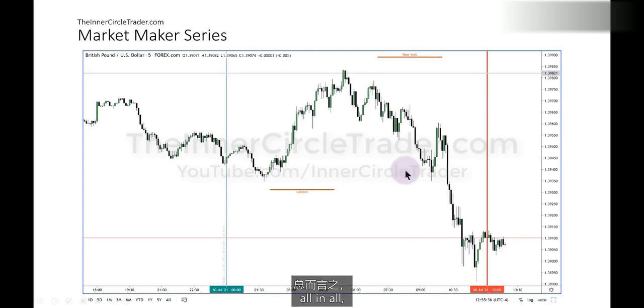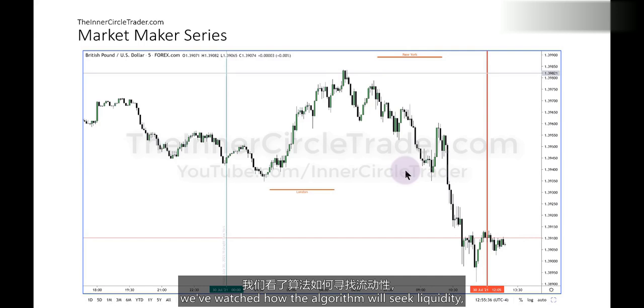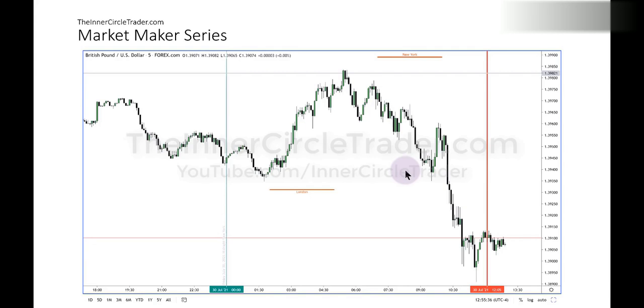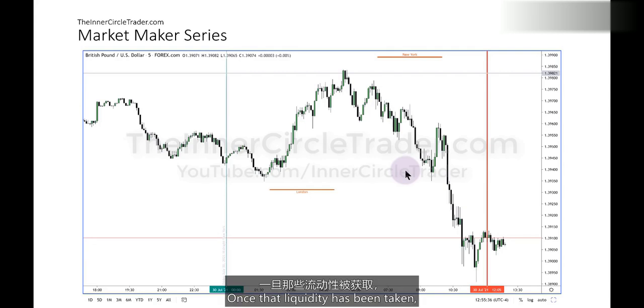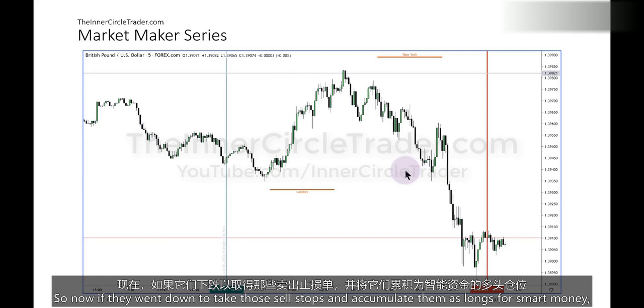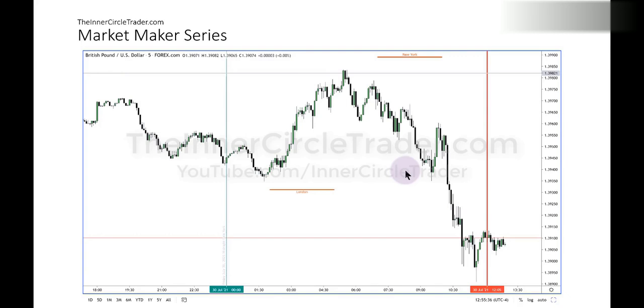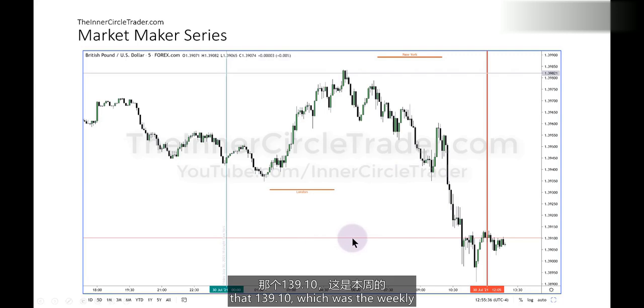So all in all, we've watched how the algorithm will seek liquidity, take that liquidity. Once that liquidity has been taken, it will look for opposing liquidity. We saw how the daily chart on pound dollar traded lower to take out its relative equal lows, and below that was sell stops. So now, if they went down to take those sell stops and accumulate them as longs for smart money, where does smart money want to unload? Above this line here, that 139.10, which was the weekly buy stop liquidity pool.